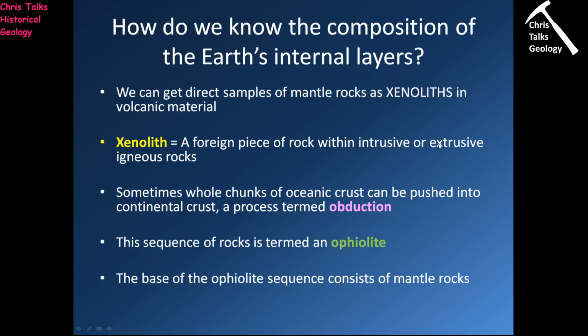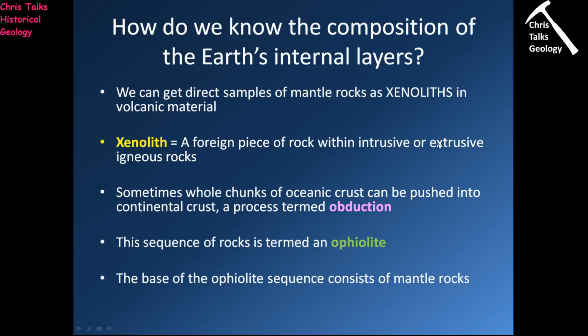Okay, so how do we know the composition of the Earth's internal layers? Because we know they're there, but the question is, how do we know what they're made of? So we can get direct samples of the crust. That one's relatively easy. We can get the oceanic crust, we can get the continental crust. You can just walk outside with a hammer or drill through the seafloor from a ship.